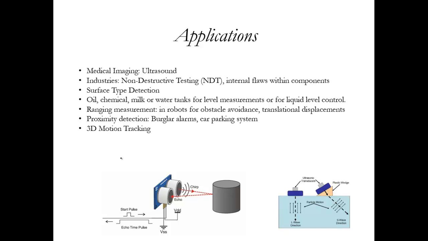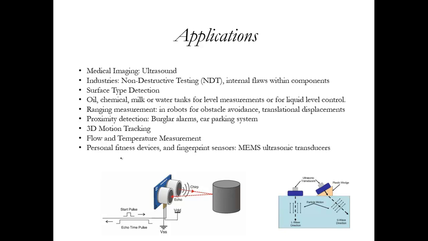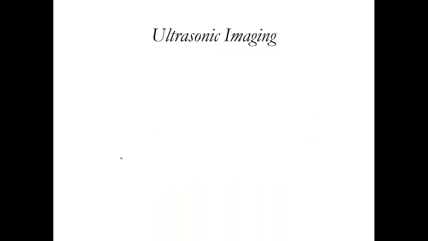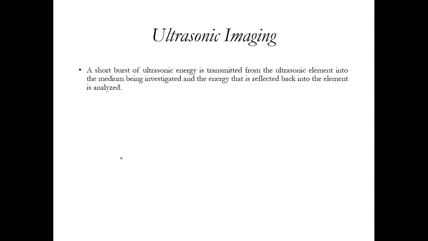We use it in 3D motion tracking. We can use them in flow and temperature measurements also. And we have contemporary applications in the form of personal fitness devices and fingerprint sensors. Wind speed and direction also can be measured with these sensors. So this is a typical image of a hospital where we take an ultrasound of a patient. It tells us about the advantages and the contemporary application of these ultrasonic sensors being used ubiquitously in the hospitals. And how it is done, just a short glimpse of it.